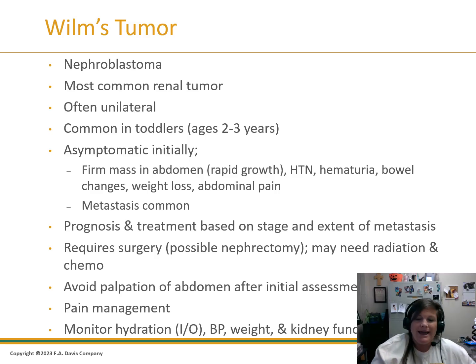And they may experience some of these other manifestations with it, like increased blood pressure, urine that has blood in it, changes in their bowel patterns, experiencing weight loss, or complaining of abdominal pain. But again, it's not necessarily going to include those things, whereas the mass is pretty standard. This is one where we talk about with Wilms tumor, and this would be a great approach for NCLEX as far as what to focus on.